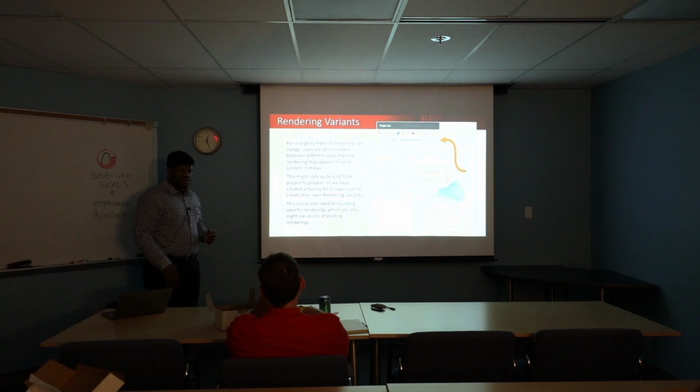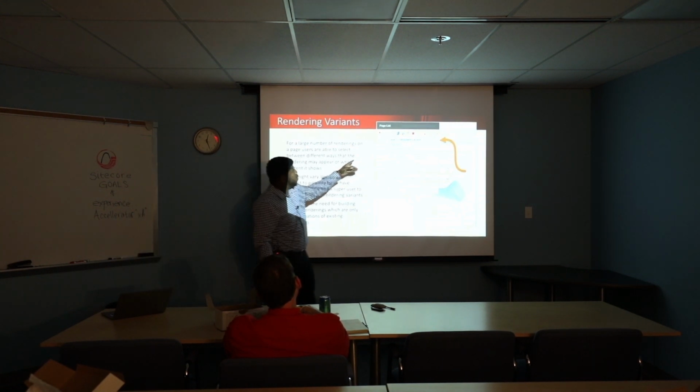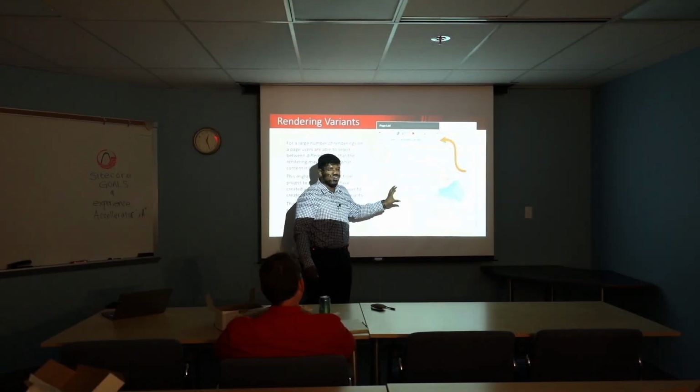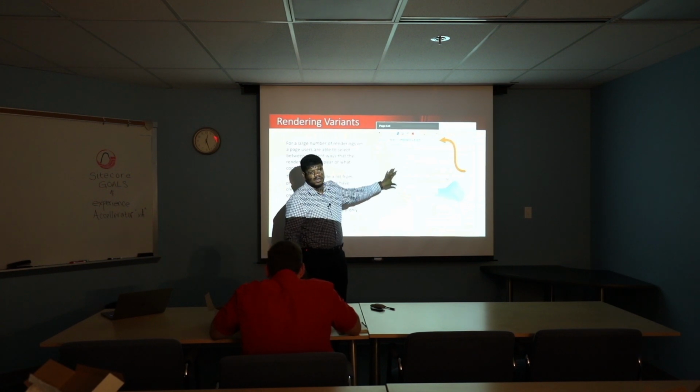Rendering variants. I've spoken on this. This is essentially what I'm talking about here. If you notice, we've chosen a carousel. That carousel, or a page list, we can have that page list be a carousel. And now these variants are all custom, by the way.